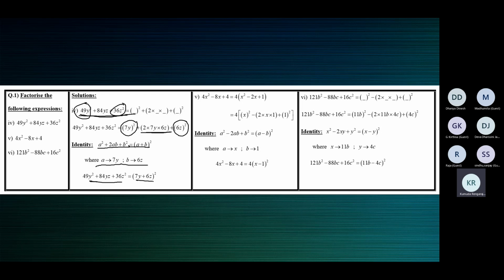What do we mean by 7y plus 6z the whole square? 7y plus 6z the whole square means 7y plus 6z into 7y plus 6z.